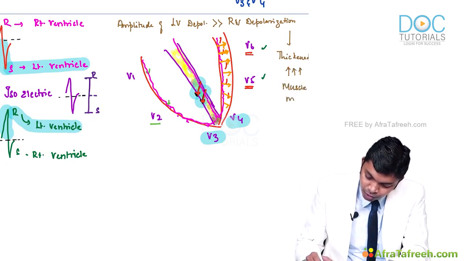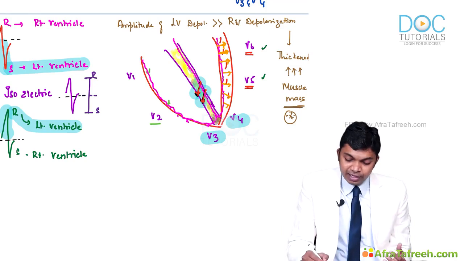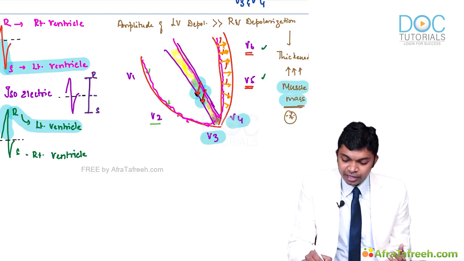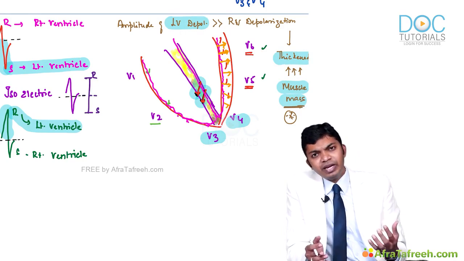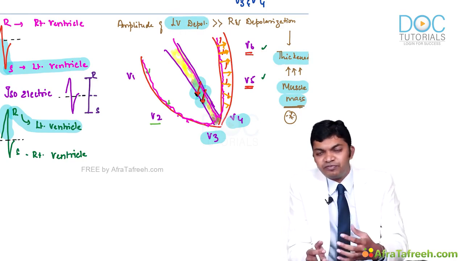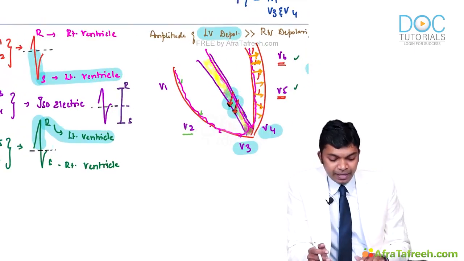Where there is more muscle, there will be more current flow. Since the left ventricle is comparatively thicker than the right ventricle, the left ventricle takes up more current. That favors the lengthier left ventricular waves in ECG.